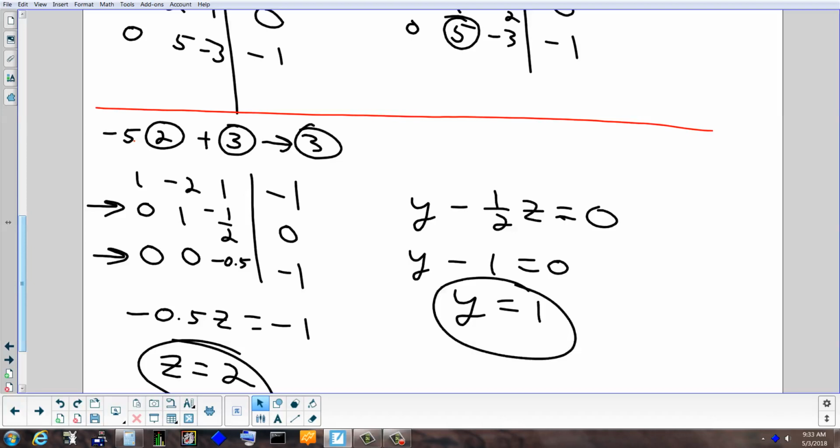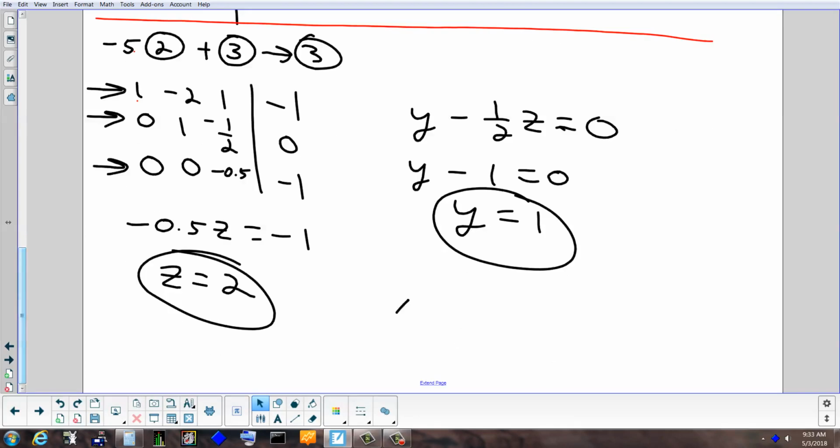So we got z, we got y. Now go back to the top row, and we can find x. So that says x minus 2y, x minus 2, plus z, so plus 2 equals negative 1. Well, plus 2 minus 2 cancels out, and you're done. X is negative 1.